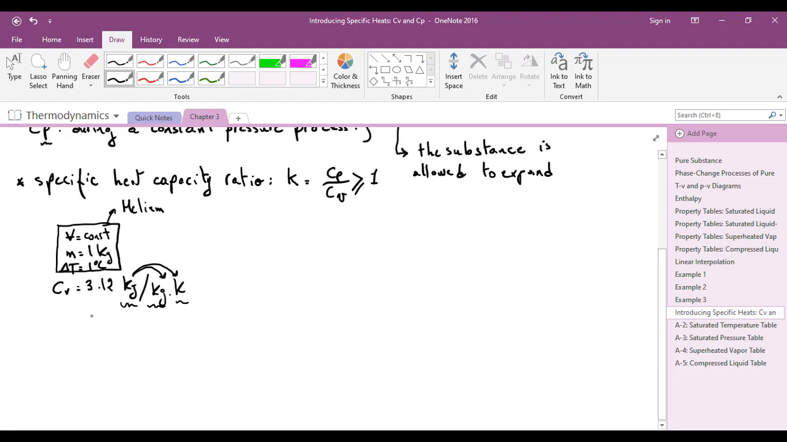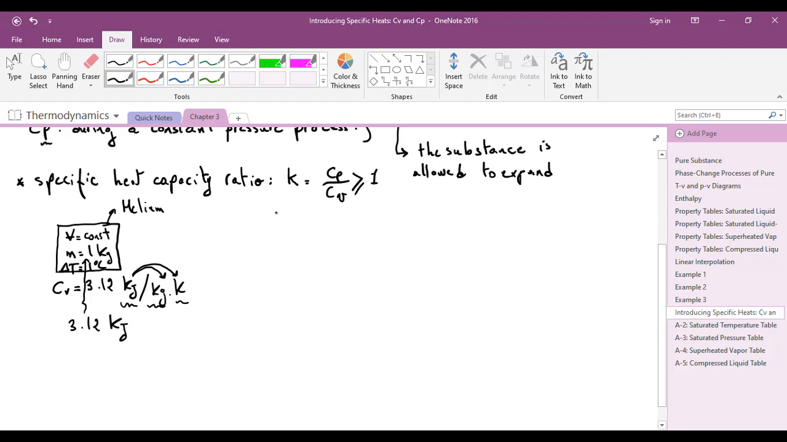So in this process, if we look at the value of CV for helium, we need to supply 3.12 kilojoule for every kilogram to raise it by 1 Kelvin or 1 degree Celsius. Since this is delta T, it doesn't matter whether delta T is in Kelvin or in degrees Celsius. So the total amount of heat needed should be equal to 3.12 kilojoule.